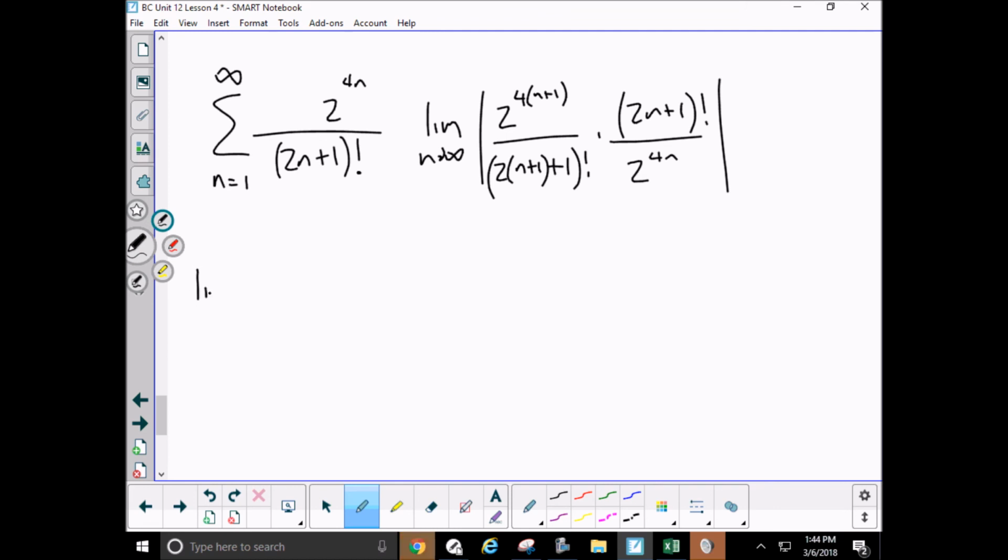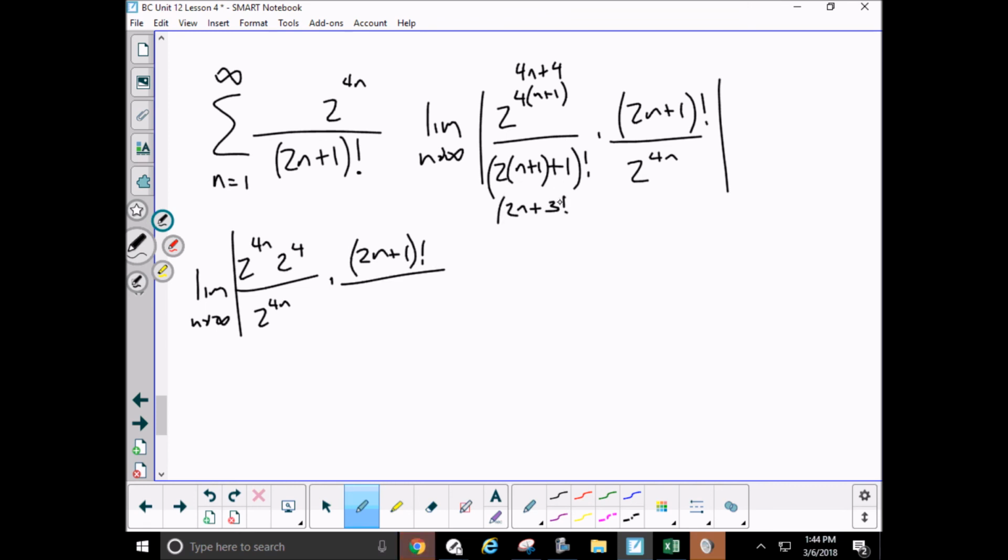This turns into the limit as n approaches infinity of 2 to the, this is 4n plus 4, so it's 2 to the 4n times 2 to the 4th. I'll write that over 2 to the 4n times, this is 2n plus 2 plus 1, which is 2n plus 3. So I'm going to leave this as 2n plus 1 factorial. And I'm going to write the denominator, which is 2n plus 3 factorial, as 2n plus 3 times 2n plus 2 times 2n plus 1 factorial.